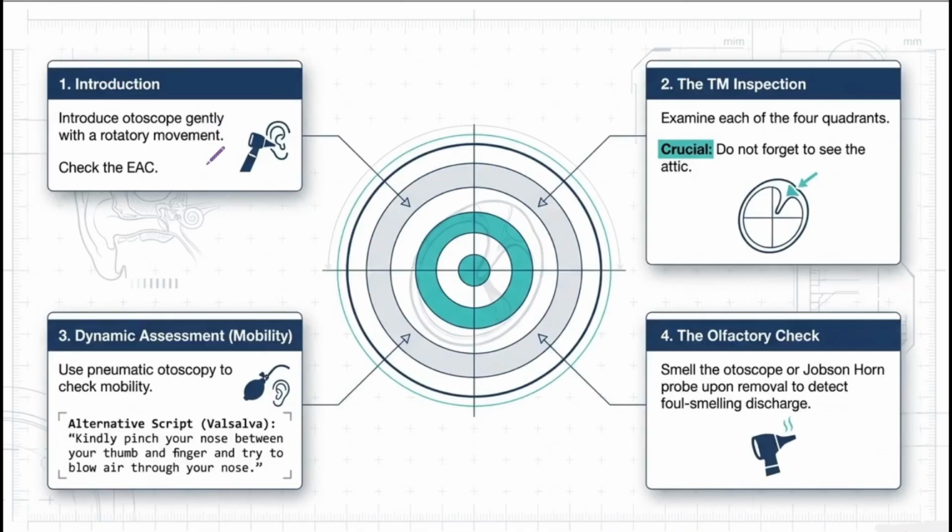Yeah, the manual explicitly tells the examiner, quote, "Don't forget to smell the otoscope or Jobson horn probe to find out whether the discharge is foul-smelling or not." It's decidedly unglamorous, but diagnostically invaluable. It's wild to me. Pulling a metal probe out of someone's infected ear and taking a deliberate whiff. Yeah. Why is this sense so critical?